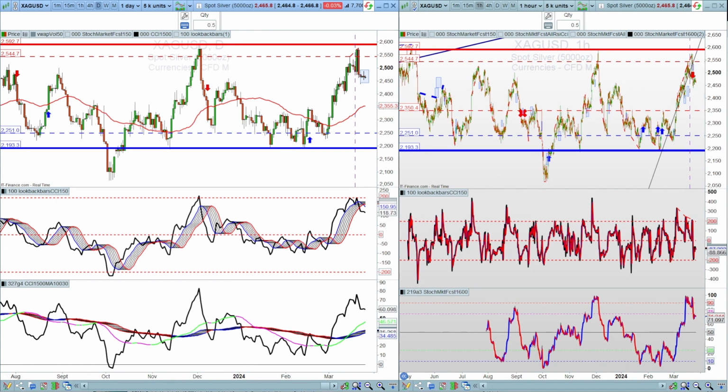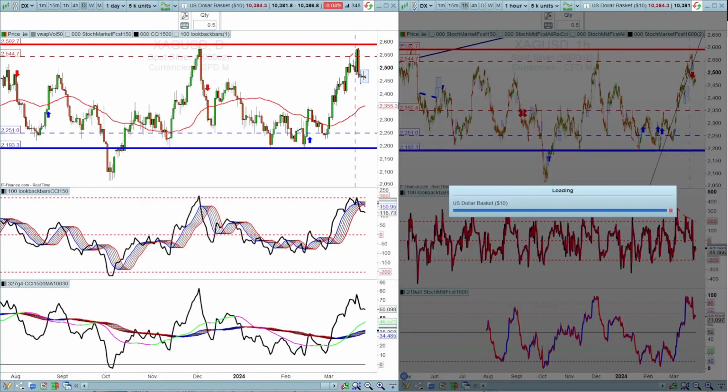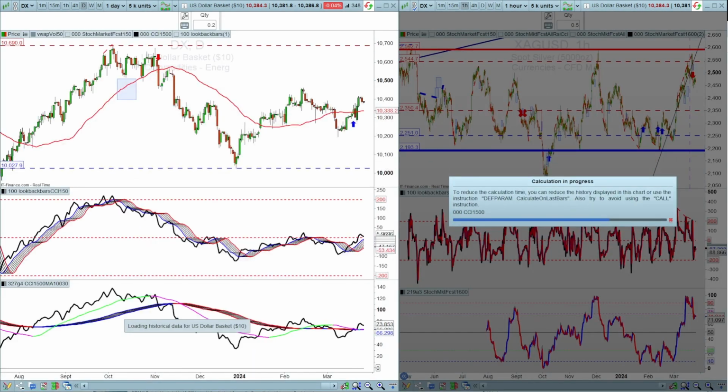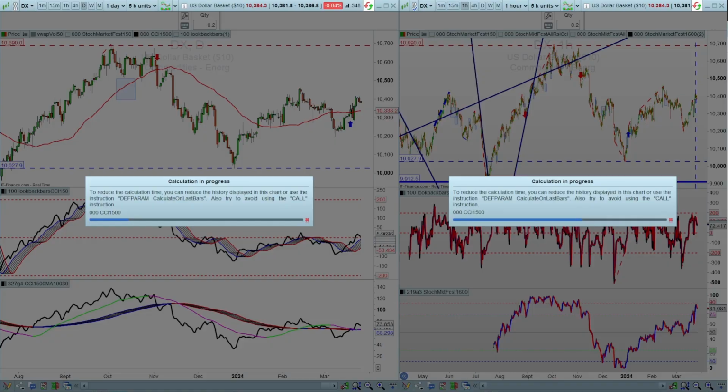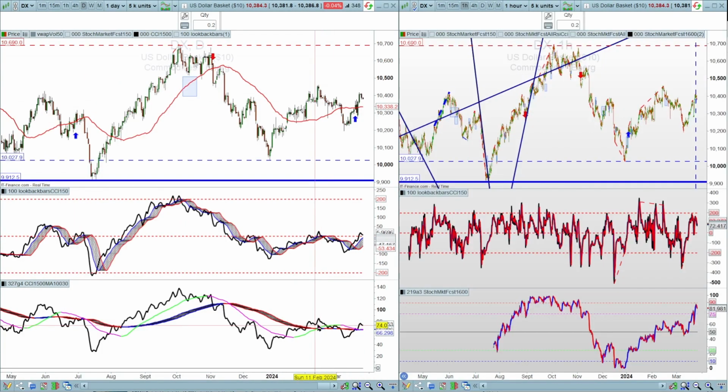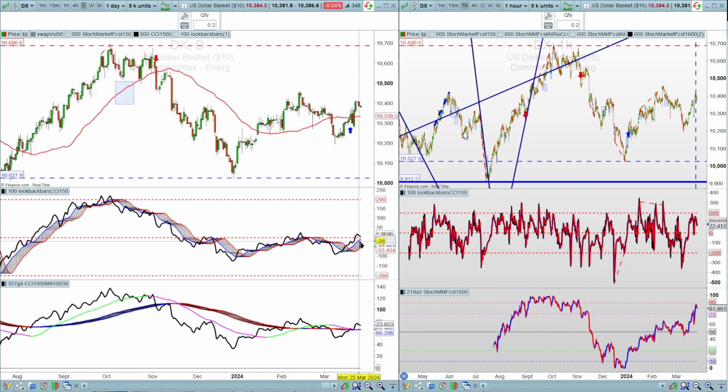Next, we look at the US dollar. And for the US dollar, again on the daily, you can see it's broken above. It was trending sideways and pretty much neutral on the CCI 150. It broke up through the CCI 150. There is no divergence, bullish or bearish, on that point.